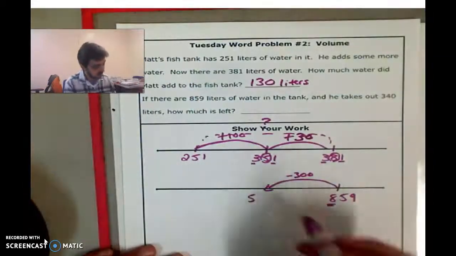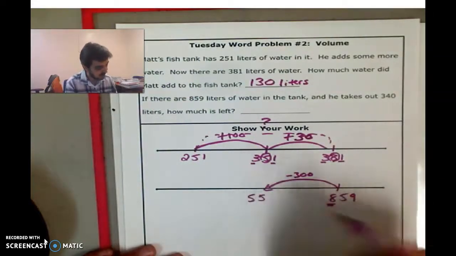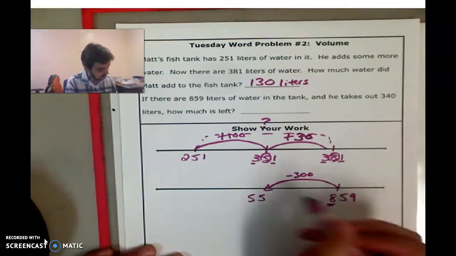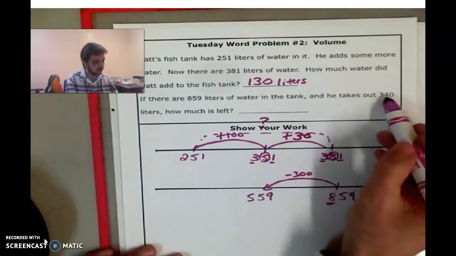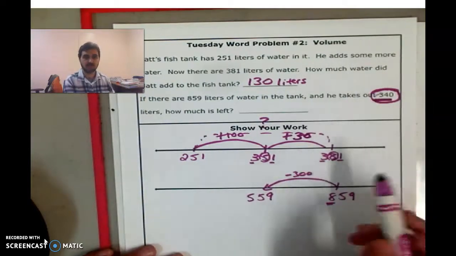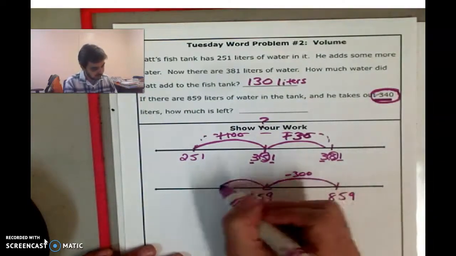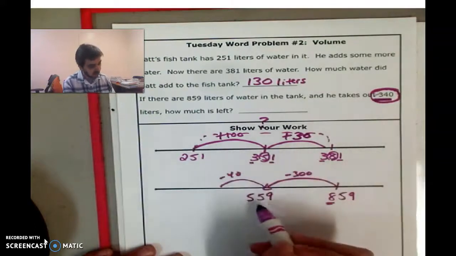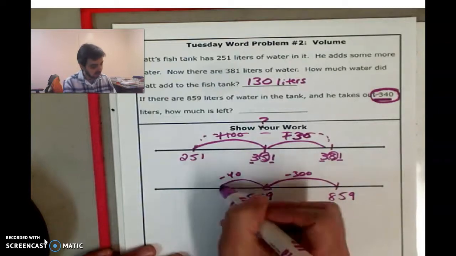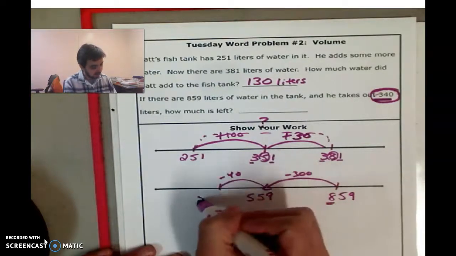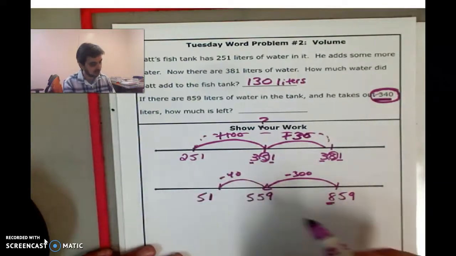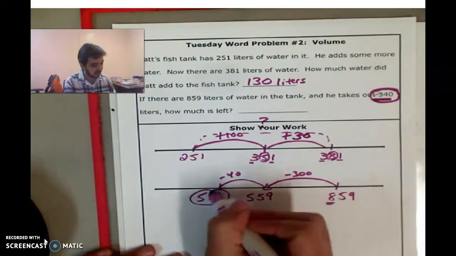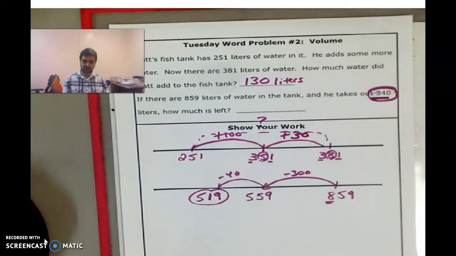So now we're at 559. But I still have to take away 40 because I'm taking away 340, right? So let's take away 40. Now I'm only taking away from the tens place. What's 4 tens from 5 tens? That leaves you with 1 ten. So that's 519. And that's the answer that I got.